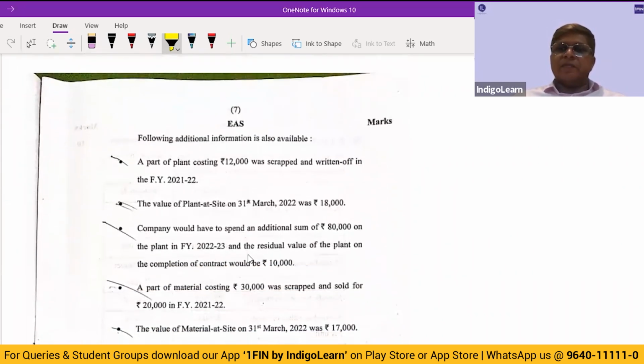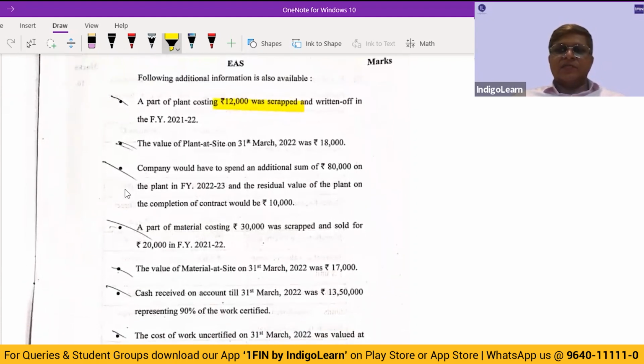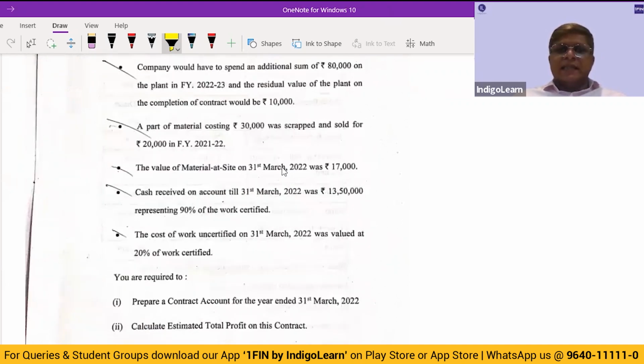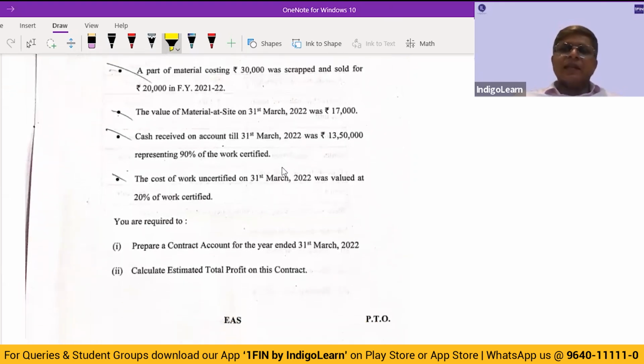Then the following additional information is also available. A part of plant costing 12,000 was scrapped and written off in 21-22. So, prima facie first reading, all these adjustments look very normal and straightforward. The company would have spent an additional sum of 80,000 on the plant, and the residual value of the plant on the completion of the contract would be 10,000. So these are very simple, straightforward adjustments, no complications involved. Only thing, this is a little lengthy question when compared to the other questions for 10 marks.